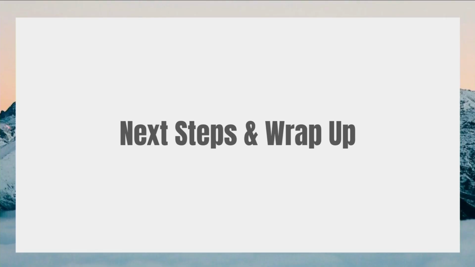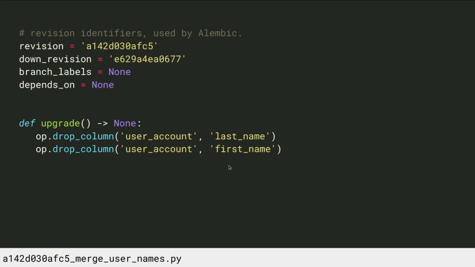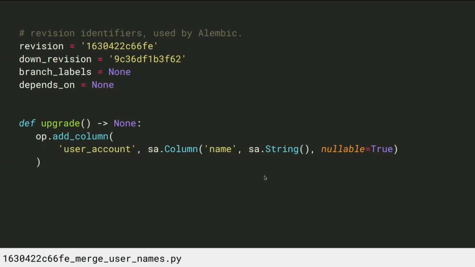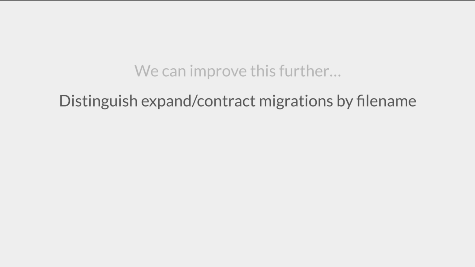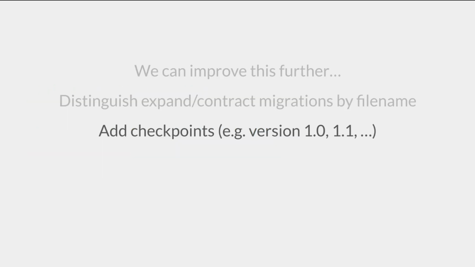So in terms of next steps, things that you could do from here on out, there's a whole load of improvements we can make. For one, going back to this, you'll notice that there isn't a whole lot of difference between the file names, and it's only when you inspect the contents of the file that you'll realize which branch they belong to. It would be lovely if we were able to disambiguate the expand and contract style migration operations from each other, either by file name or by putting them in separate directories.